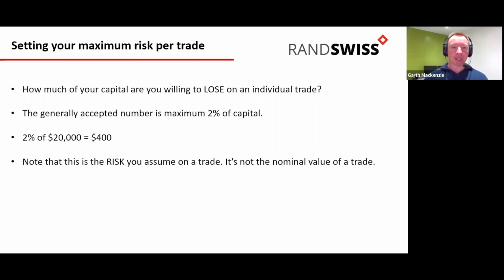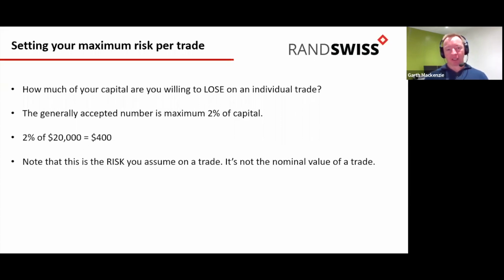In essence, if you think about it, losing 2% of your capital, you could get 50 trades wrong in a row before you've lost all your money. And that's highly unlikely, especially if you're looking at high probability trading opportunities.